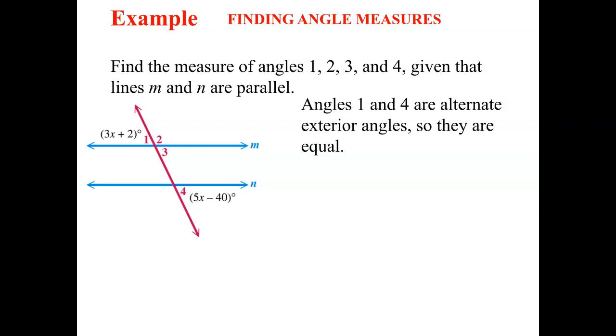So what we want to do to start with this one is find the measures of angle 1 and 4. They're alternate exterior, so that means they have to be congruent. So if they're congruent, what can I do with these two expressions in order to solve for x? Let me rephrase that. What does it mean if they're congruent? So what can I do with those two expressions then if the angles are equal? Set them equal to each other.